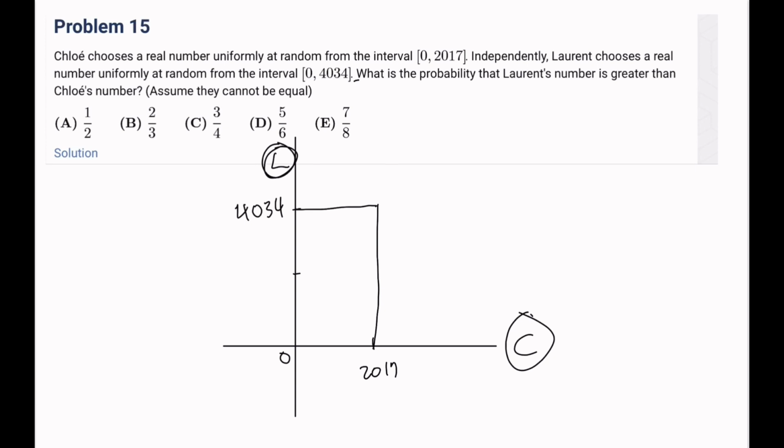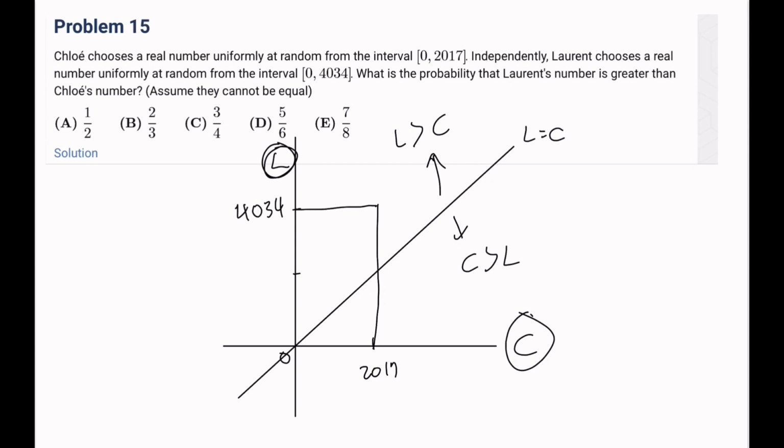And it said, what is the probability that Lawrence's number is greater than Chloe's number, right? And so let's try and draw y equals x, or in this case, L equals c, right? So this is L equals c. And so if it is greater than this line, then Lawrence is greater than Chloe's, and if it's lower than this line, then Chloe's is greater than Lawrence. And we want the probability that Lawrence's number is greater than Chloe's number, so we want this fraction of the area, right? And so what fraction of the whole area is this shaded amount, right?